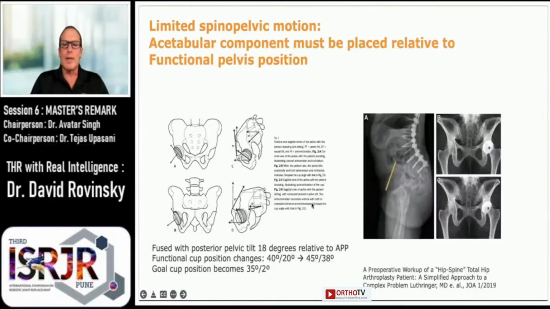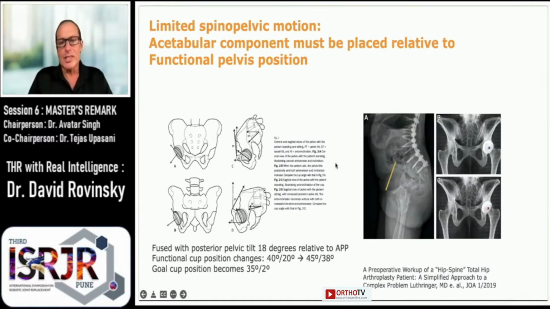So we know that when the patient's stuck in a seated position, that increases the functional anteversion of the cup. So if I put my cup in my normal position of 20 degrees, this patient will have an actual functional anteversion of 38 degrees, and I'll have anterior instability. So I need to put the cup in with less anteversion, and my low anteversion becomes less than 5 degrees.